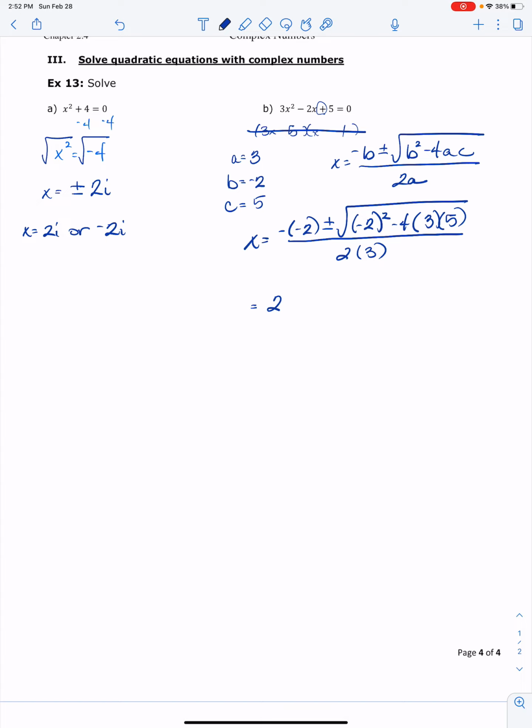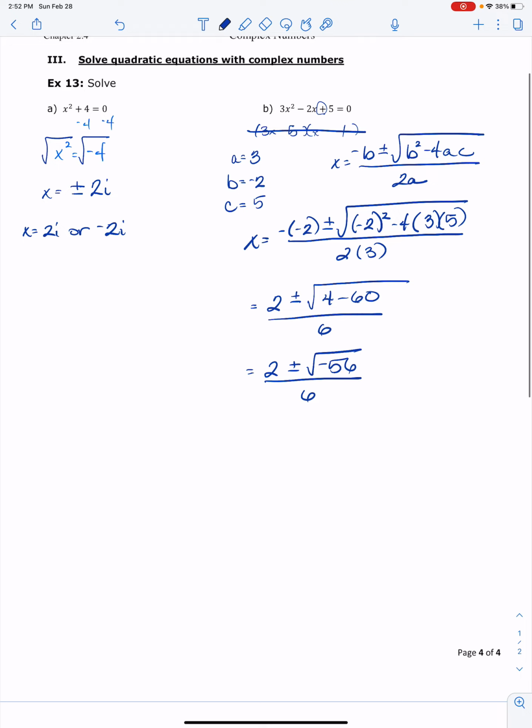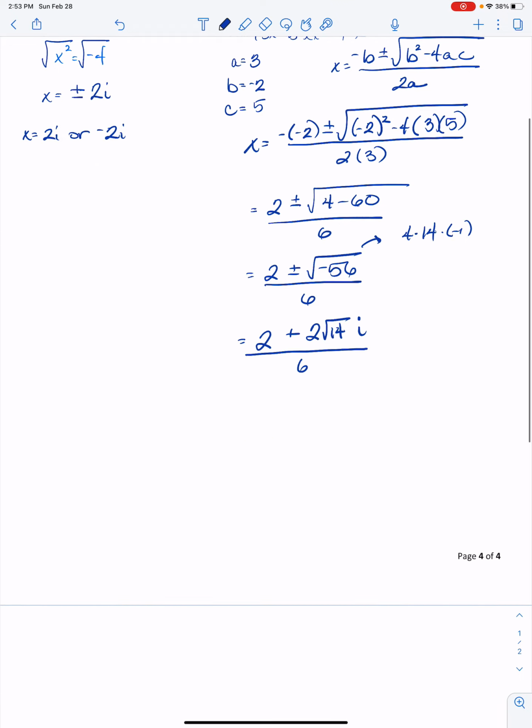So we got a minus a negative 2, which is a positive 2, plus or minus the square root of 4 minus 60 all over 6. 2 plus or minus that square root of negative 56 all over 6. 56 is 4 times 14, negative 56 times negative 1. Plus or minus the square root of 4 is 2. I have that radical 14 left underneath. Square root of negative 1 is i, all over 6. Oops, plus or minus.